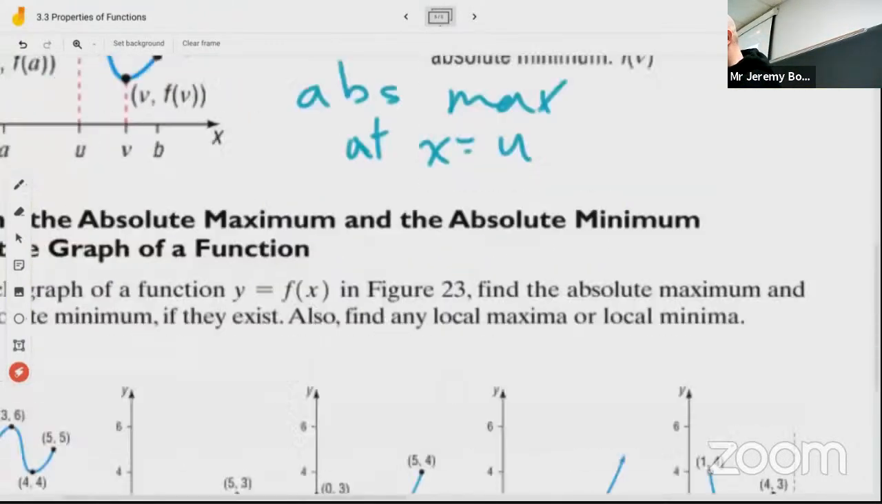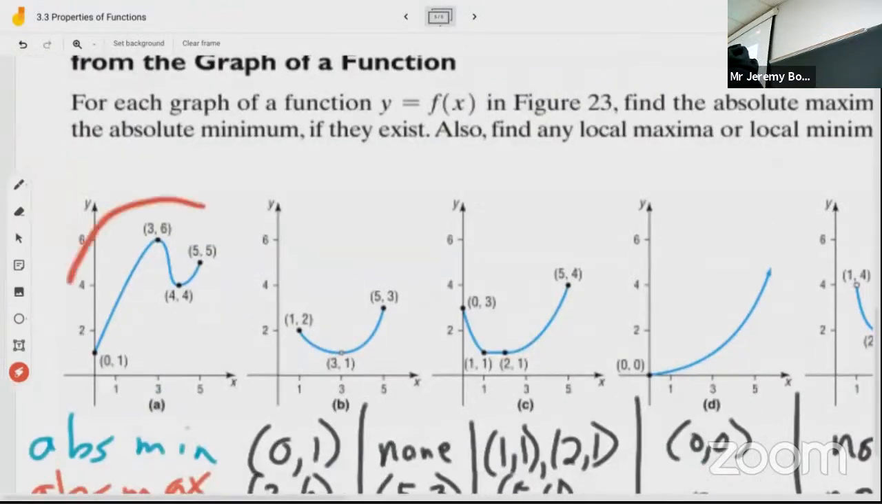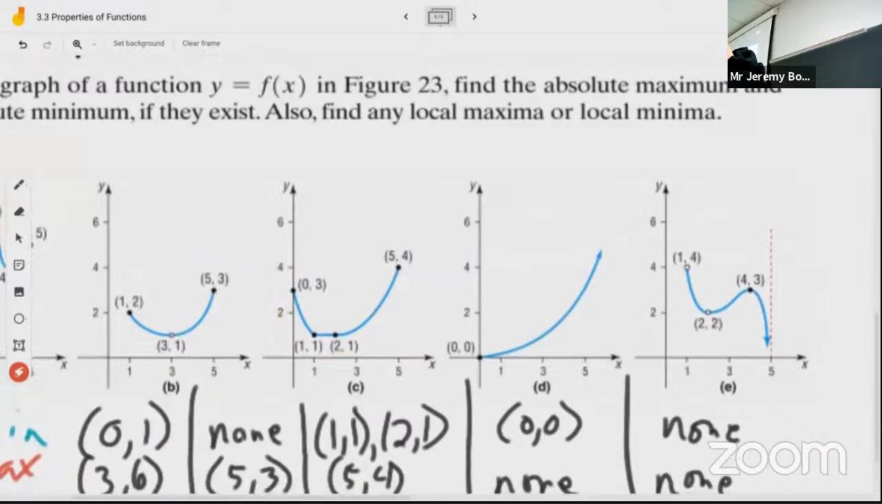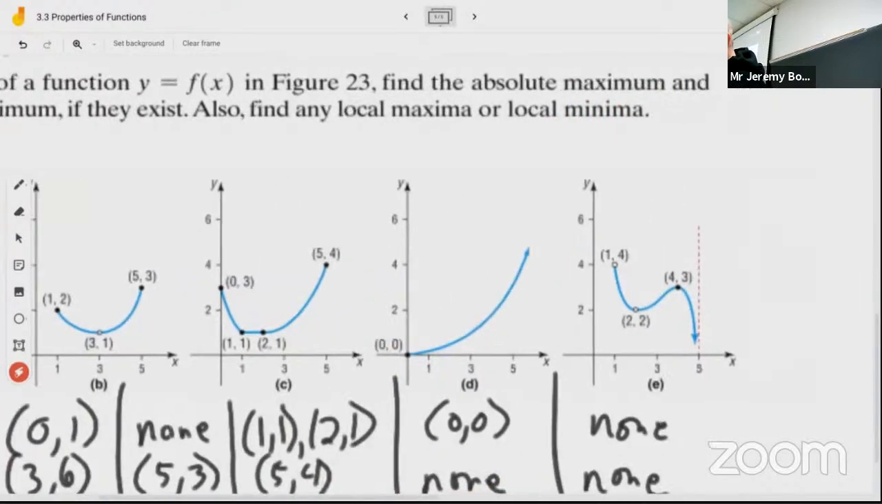If we look back at the ones we were just looking at, this one is defined on a closed interval. We had absolute max and absolute min. This one is a closed interval, but it's not defined at 3. So that's why we don't have that minimum. This one's defined on a closed interval. Notice we had both. This one is defined, but it's not a closed interval. It just keeps going. That's why we end up with the none here. And then this one is not a closed interval, and it's not continuous. So, none. Those are all the different situations that can arise.